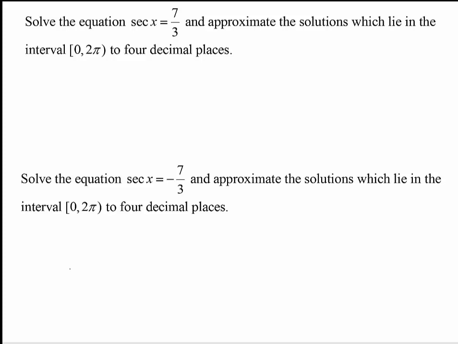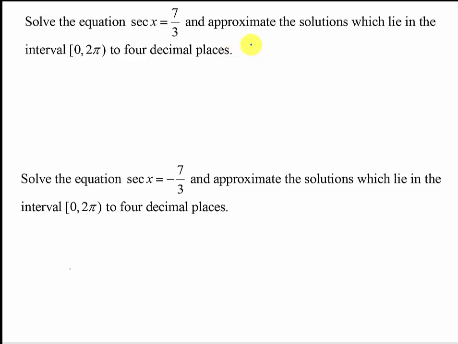So we want to solve the equation secant x equals 7/3 and approximate the solutions which lie on the interval from 0 to 2 pi to 4 decimal places. So I could take the inverse secant of both sides of this equation, but the problem with that is I don't have an inverse secant button on my calculator, and this isn't a value that I know the exact value of. And so what I'm going to do instead is take the reciprocal of both sides.